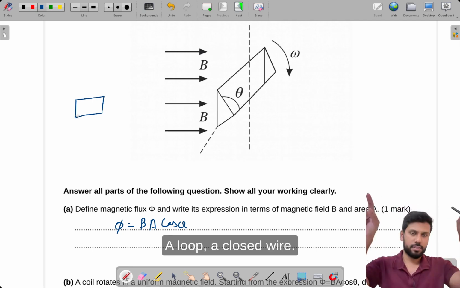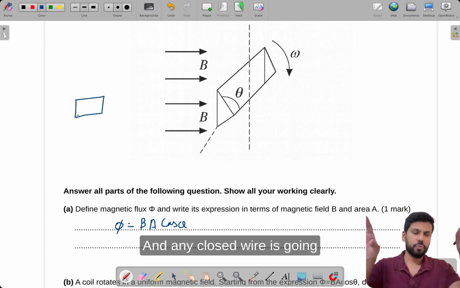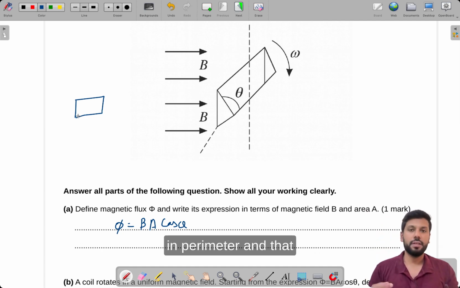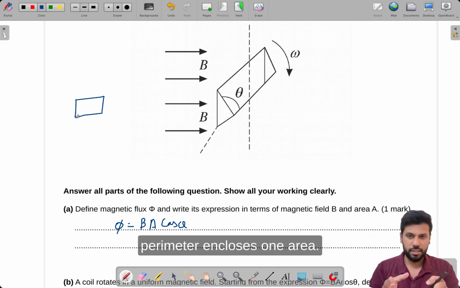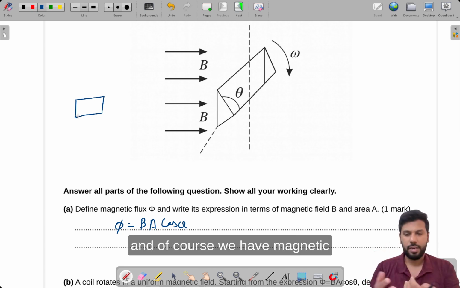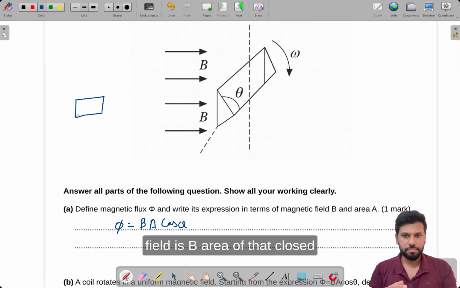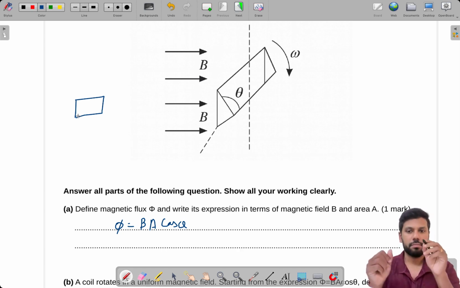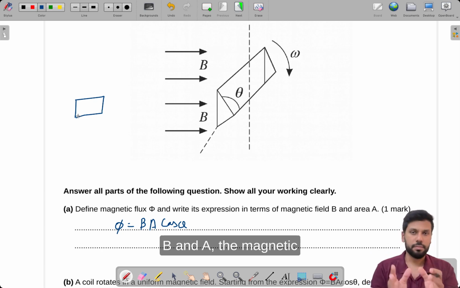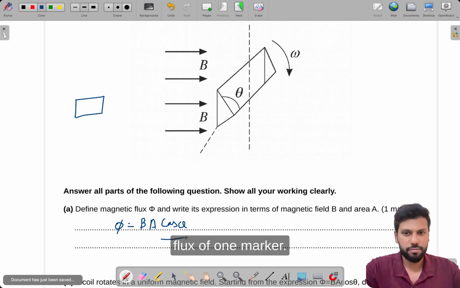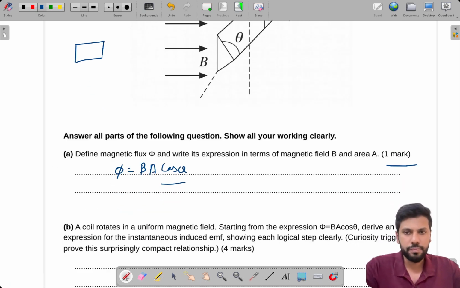A loop is a closed wire, and any closed wire is going to form an area, because that closed wire forms a perimeter, and that perimeter encloses one area. So that particular area we are talking about here. And of course the magnetic field is B, the area of that closed loop is A, and theta is the angle between B and A, the magnetic field and the area. So this is the expression for the magnetic flux. One marker, a simple question.